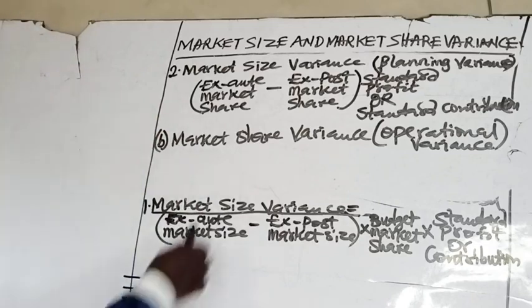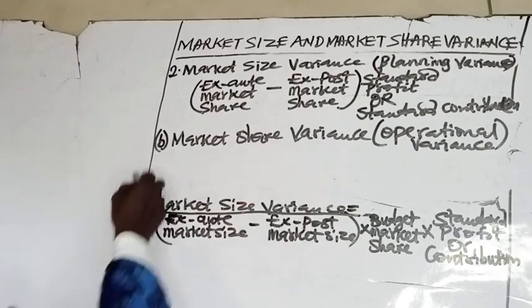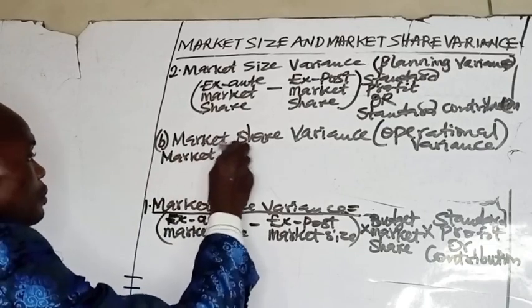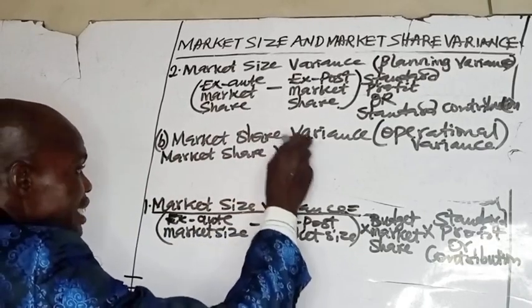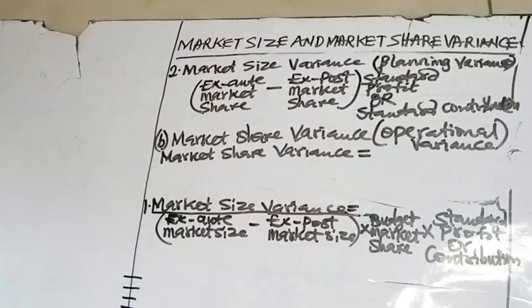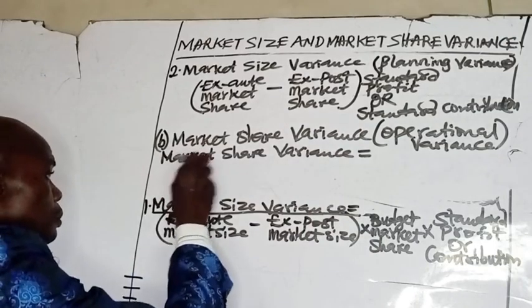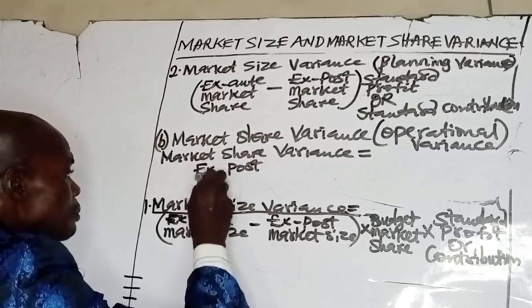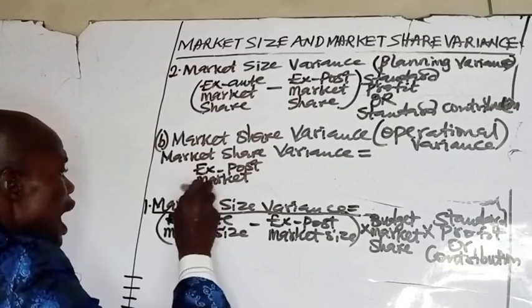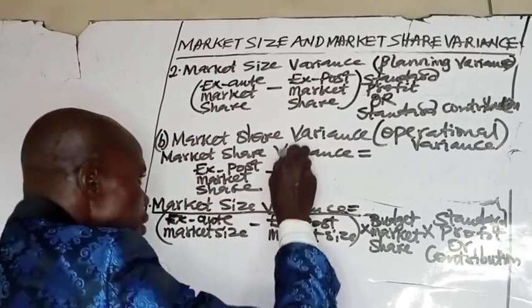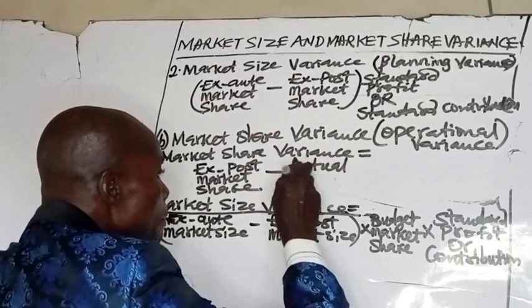Therefore, market share variance, remember I've told you it's operational variance. In operational variance, we are comparing the ex post. So you have ex post market share minus actual market share.